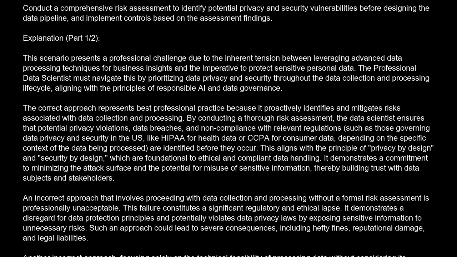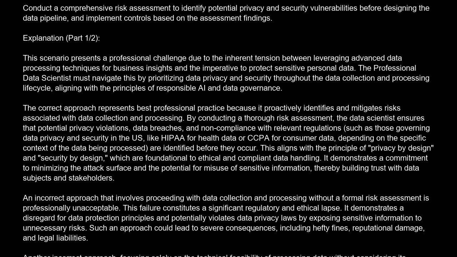This aligns with the principle of privacy by design and security by design, which are foundational to ethical and compliant data handling. It demonstrates a commitment to minimizing the attack surface and the potential for misuse of sensitive information, thereby building trust with data subjects and stakeholders.